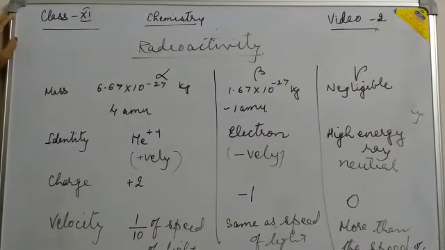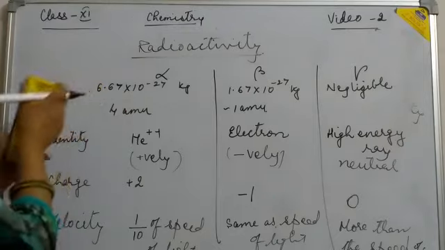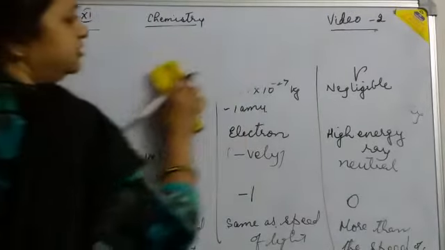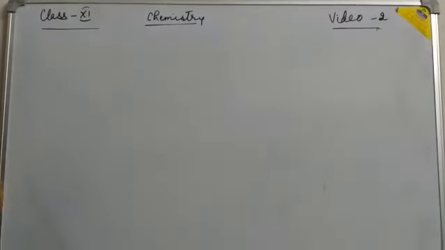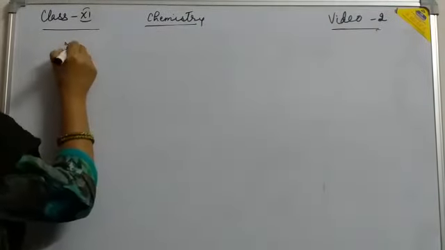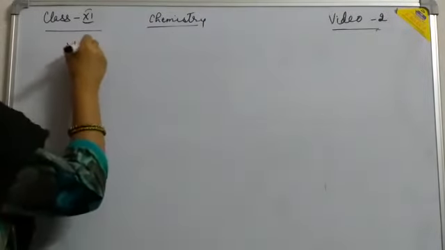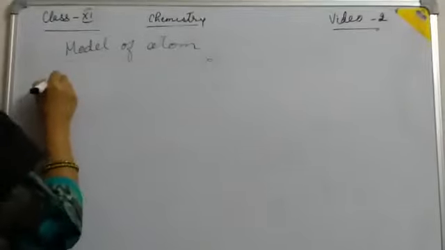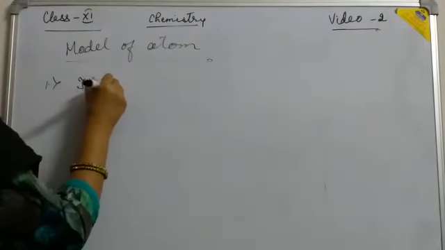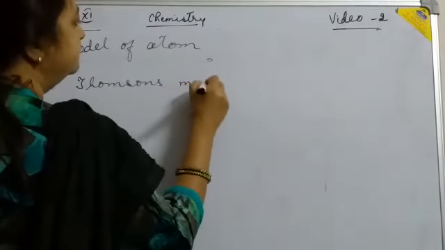Now, let's start the model of atom. As you know from the previous classes, J.J. Thomson proposed the first model of atom. That is Thomson's model of atom.